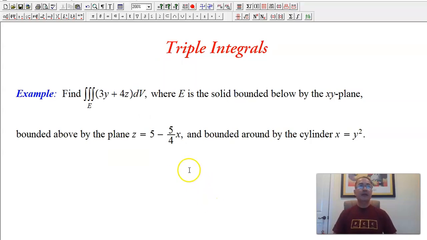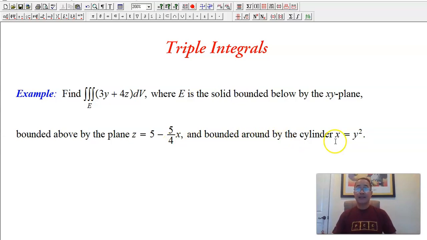Okay, so here's the problem. We want to find the triple integral of 3y plus 4z over the solid E, which is the solid bounded below by the xy plane. So you have a floor, bounded above by another plane, z equals 5 minus 5/4 x. There's no y there, but that's okay. So it's slanting kind of this way.